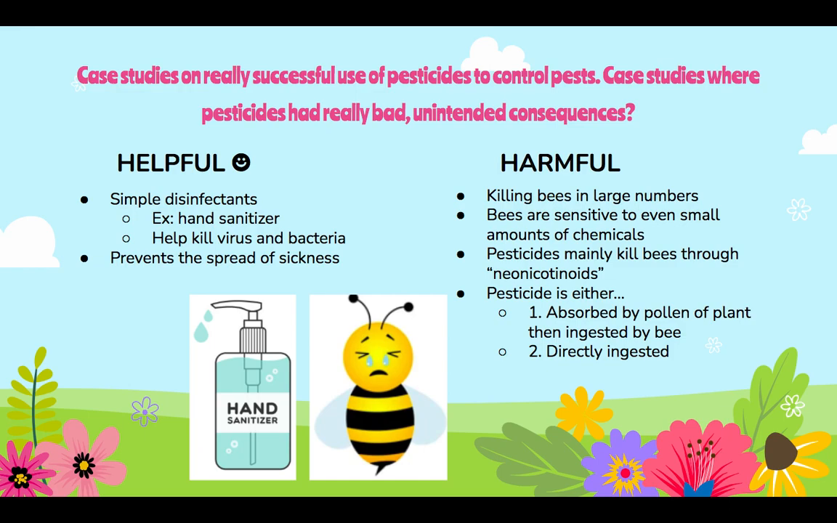The main pesticide responsible for killing bees is called a neonicotinoid. This is typically used on large-scale farms. The pesticide will either be absorbed into the pollen of the plant, then ingested by the bee, or it can be directly ingested by the bee. Taking into account the broad-spectrum pesticides that are created to kill a large amount of different kinds of animals, this is harmful to the helpful species such as bees that end up getting wiped out from these farms where that pesticide is used.